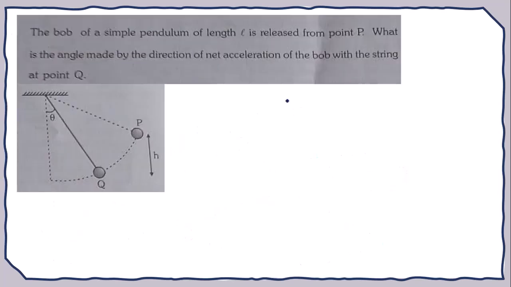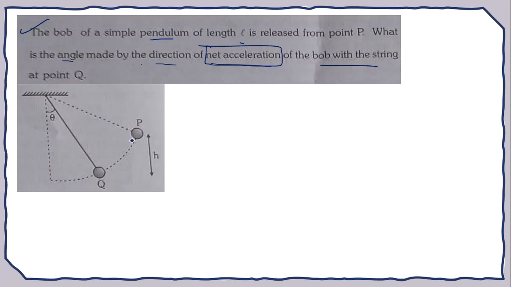Now moving on to the next situation. Here there is a bob of a simple pendulum of length L released from point P. What is the angle made by the direction of net acceleration of the bob with the string at point P? Okay. Initially, the bob is being released from point P.